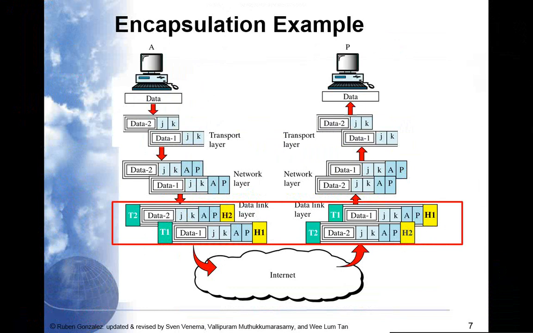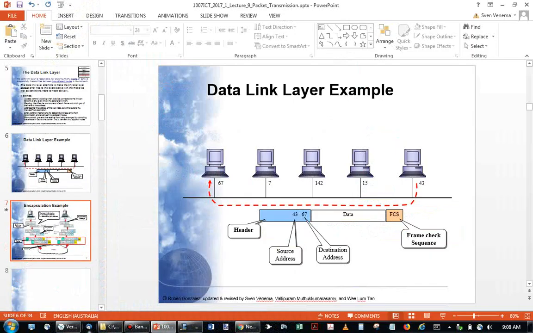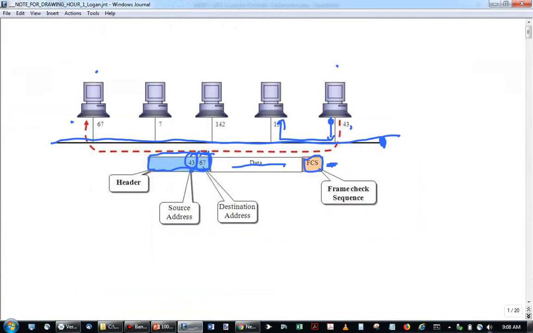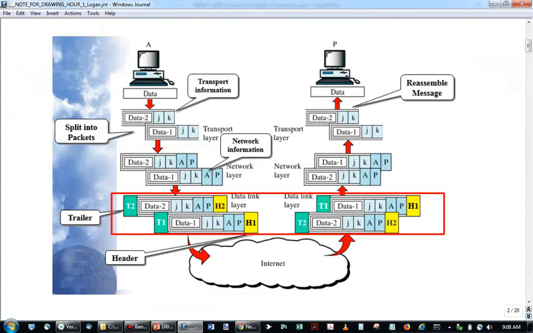Here is an encapsulation example. So this is putting it into the wider context. You'll see there's a machine A and P. And again, I think I will go back to the diagram because I can draw on it and make this a little bit easier to see. So machine A and machine P here on the end. They want to talk to each other. So A has some data. And okay, it's just data. It has to be encapsulated.